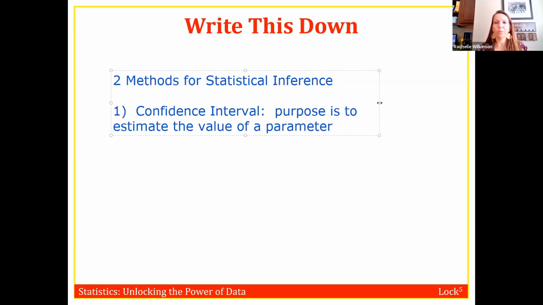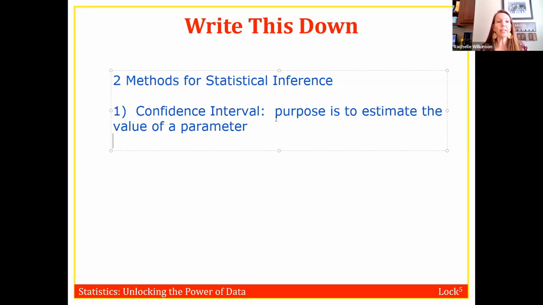Okay, and from last time, who remembers what a parameter is? Okay, so a parameter is a number that describes the population. The purpose of a confidence interval then is to estimate that number that describes the population. So typically we're talking about things like the population mean, the population proportion, the population correlation. We could be talking about the difference in two population means or the difference in two population proportions. Those are the main things we're going to look at.